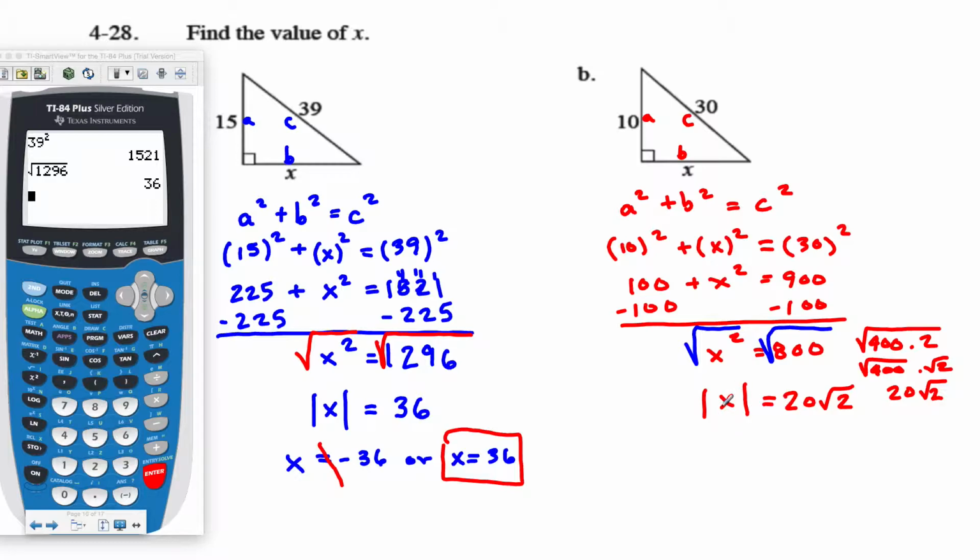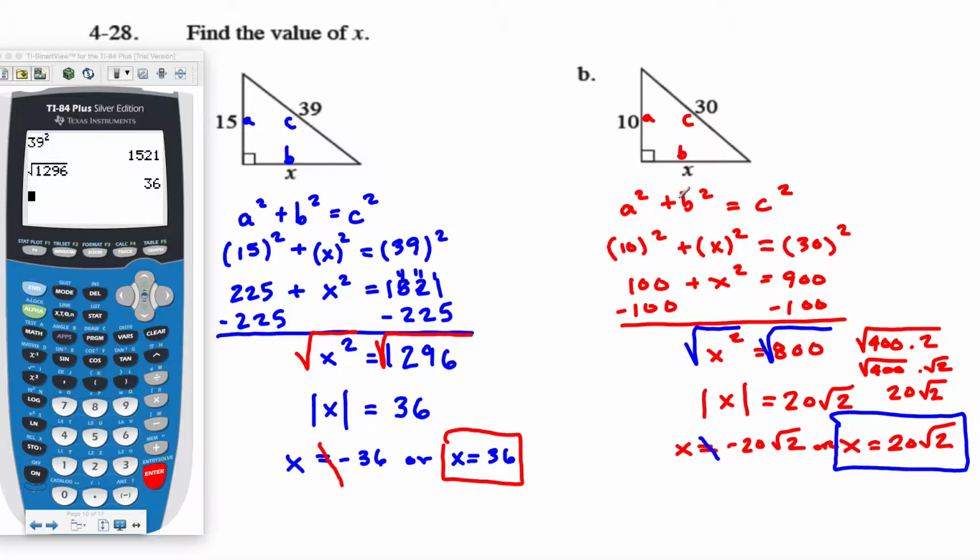And what two values are 20 radical 2 units from 0? Well, that would be x equals negative 20 radical 2, or x equals 20 radical 2. However, for this situation here, we cannot have that negative side length again, so we know that this one's not going to work. This is going to be an extraneous solution, and our only value of x that will work in this should be 20 radical 2.